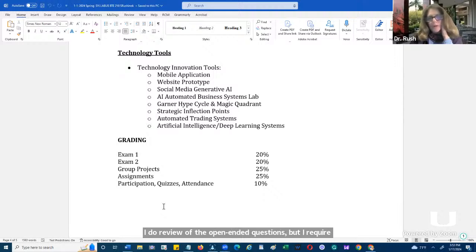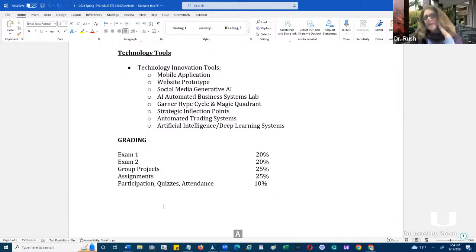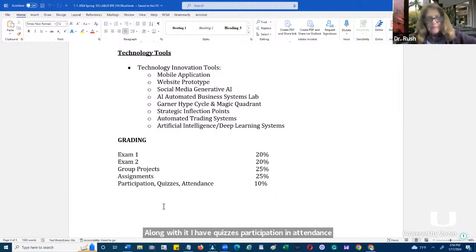There are 2 group projects that will be 25% of your grade, and there'll be assignments, 25% of your grade. And along with it, I have quizzes, participation and attendance, and that's 10% of the grade. So you can think about it in that case.